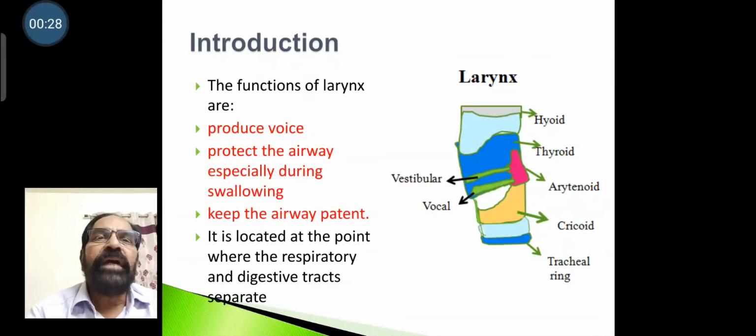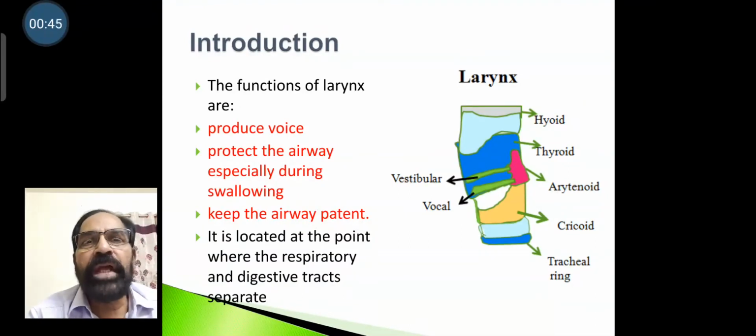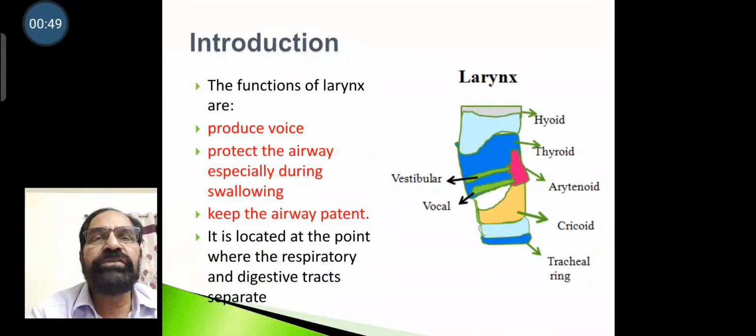So functions of larynx are to produce voice, protect airway especially during swallowing, and keep the airway patent. Larynx is located at a point where respiratory and digestive tract separate. You can see the picture of the larynx. We will go into details.